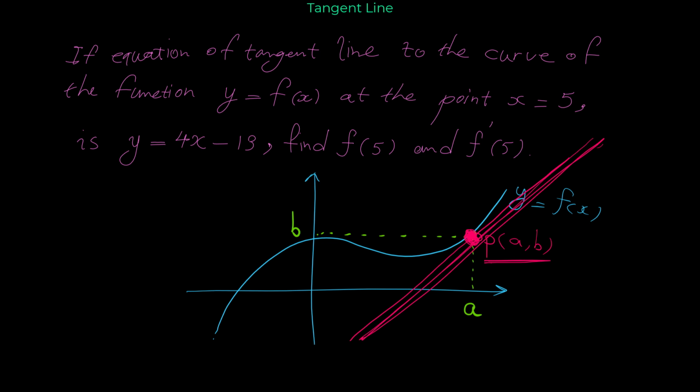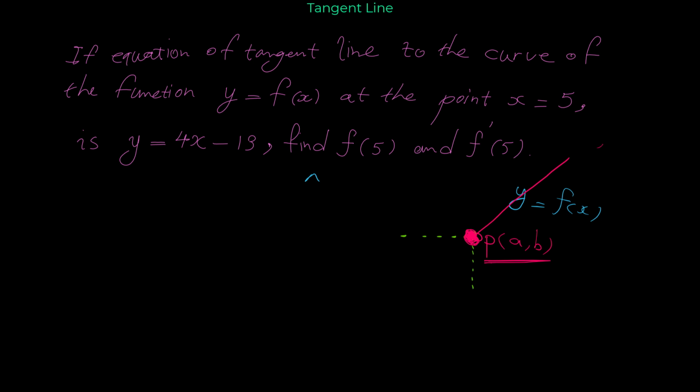Now that I reminded you of the necessary things about the tangent line, let's do this question. If the equation of the tangent line to the curve of the function f of x at the point x equals 5 is y equals 4x minus 13, find f of 5 and f prime of 5. As you can see here, we are asked to find f of 5. But what is f of 5? f of 5 is the y value of the function f when x is 5.